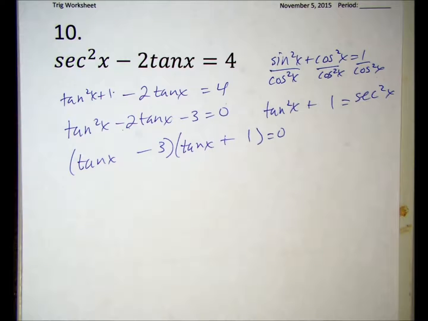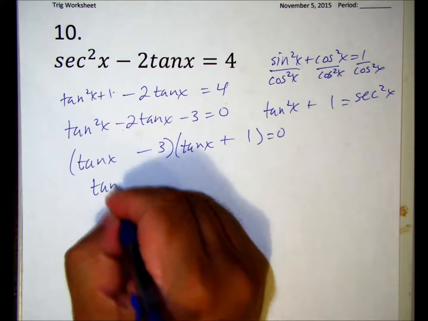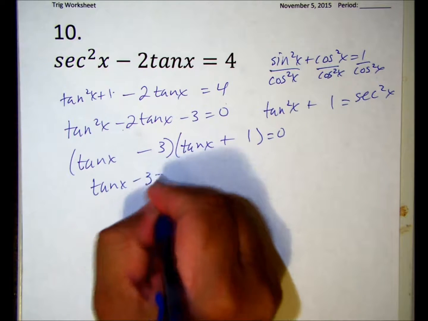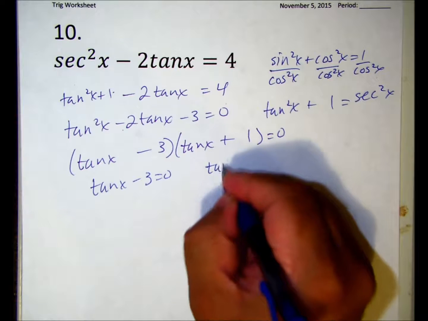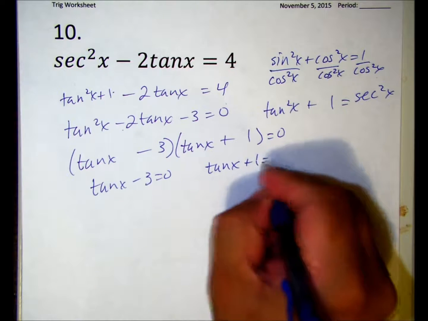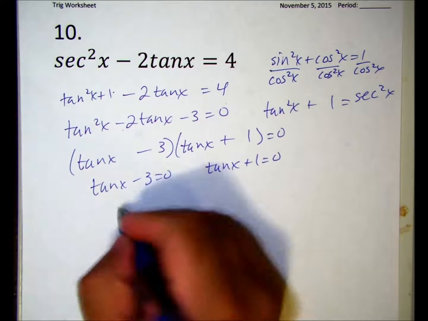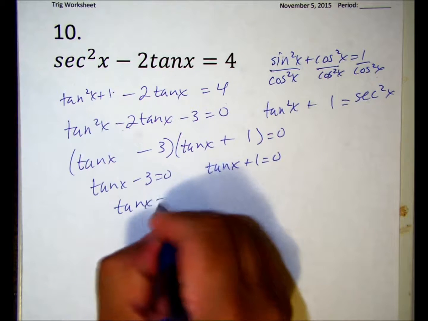What does this mean? This means we panic. Why do we panic? Because 3 is not a normal one, right? 3 is not on the unit circle that we memorized, so that means we have to resort to the calculator.